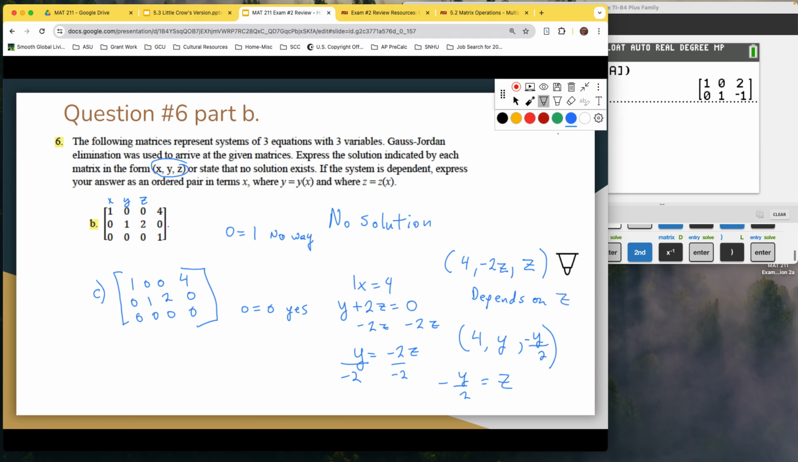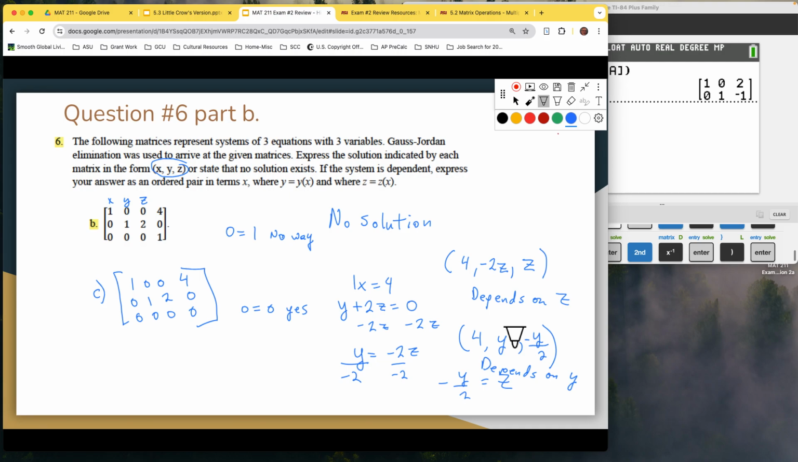Okay, so these are basically the same answer, but one depends on z. As you give me z, I can give you y. The second one depends on y, and again I'll take either one, because they're both correct answers.